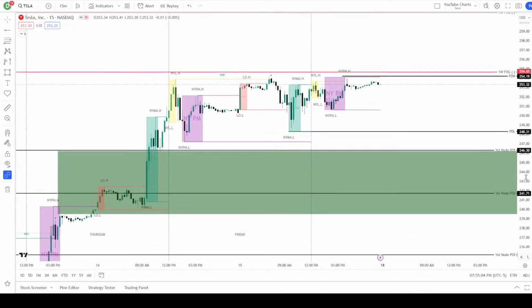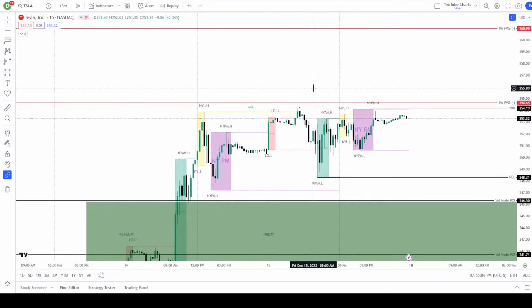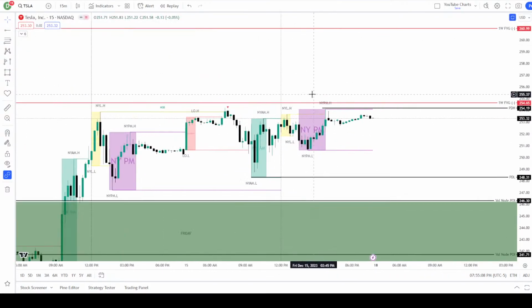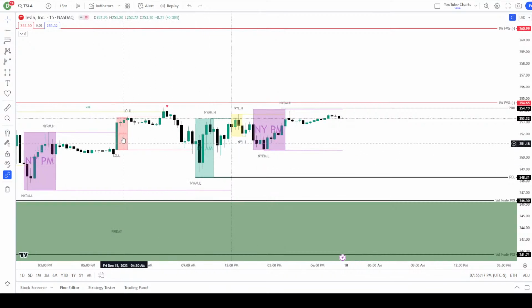So why it's important to watch London, even though we're not trading it: you can't trade options contracts at all during the London session, right? You got to wait for AM to open. But what you're often looking for is for London to give us clues. Okay, so London sets a range.